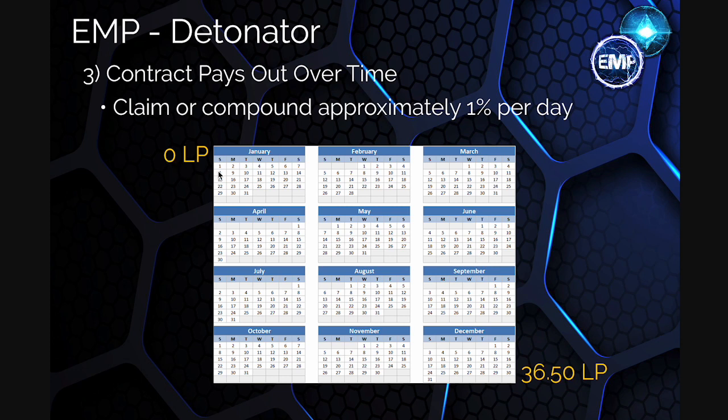So if we came in and claimed every day for 365 days, then we could potentially have 36.5 LP. So that's how it works. You can see it over time. Now, that's not something that's likely to happen exactly that way. Why not? Well, a couple of reasons.